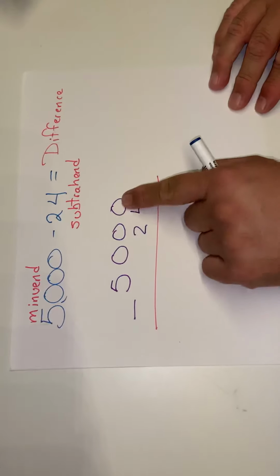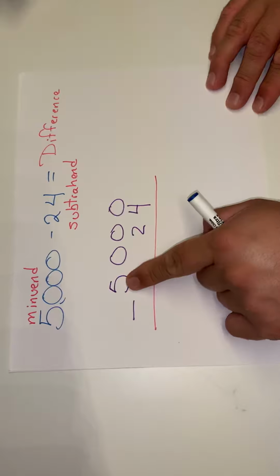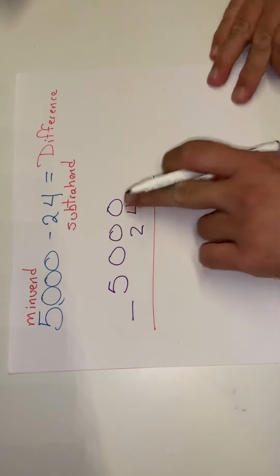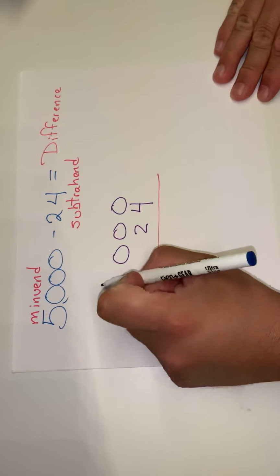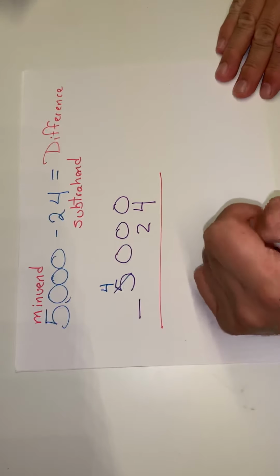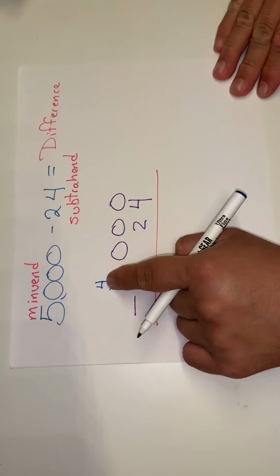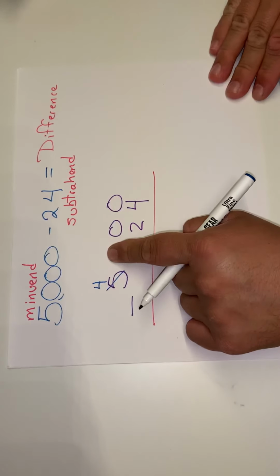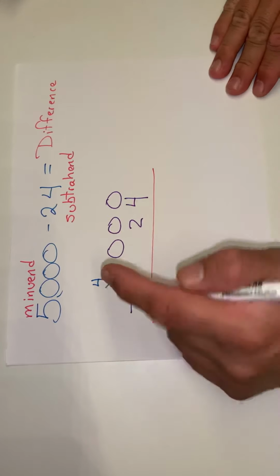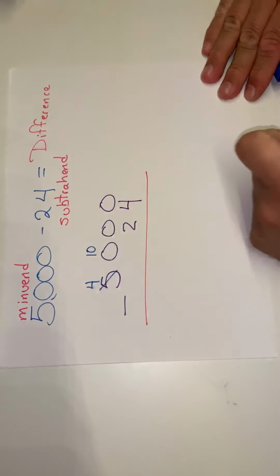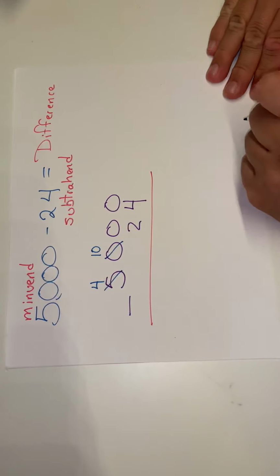The way to solve the situation is the following. I cannot borrow from here, and I cannot borrow from here, and I cannot borrow from here. I'm going to regroup from the 5. This place value, I'm going to break it into 4 plus 1. The 1, I'm going to send it to the previous place value. And remember, the previous place value is 10 of the next place value. So that means that that 1 is a 10 here, since I have nothing here.